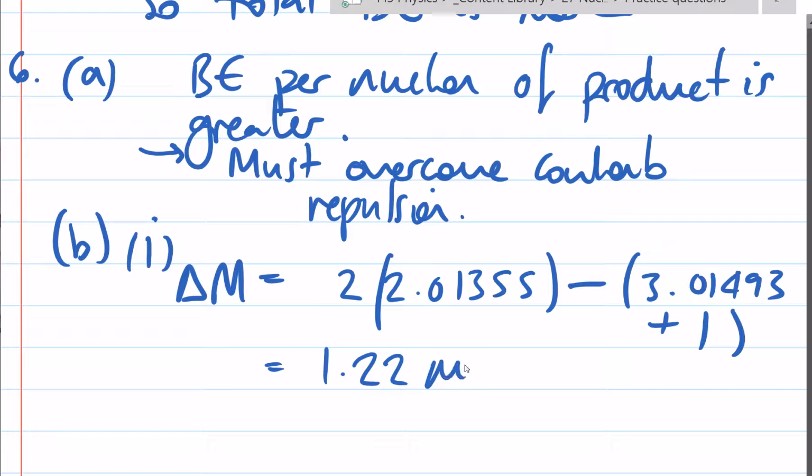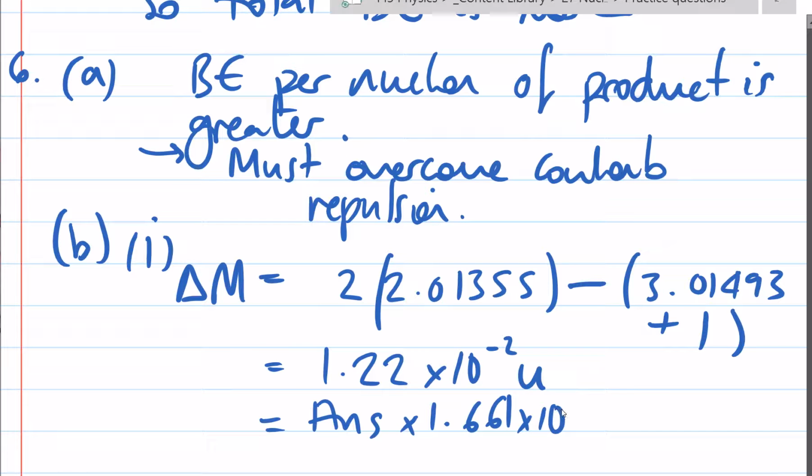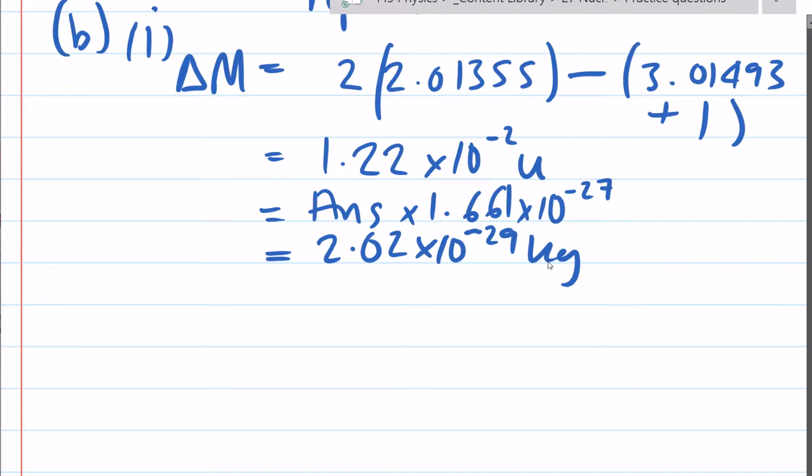1.22 times 10 to the minus 2 U, and we can give that in kilograms, converting from U, that answer times 1.661 times 10 to the minus 27, again, which is in the formula book. That gives our answer as 2.02 times 10 to the minus 29 kilograms. Okay, they haven't specified how they want it, but just in case, give them both.